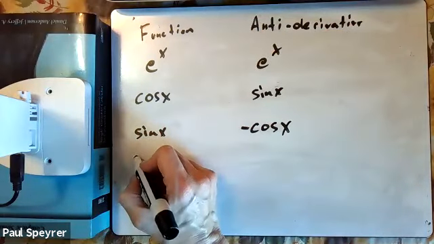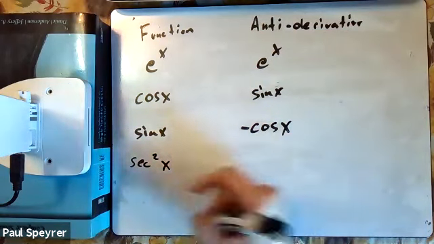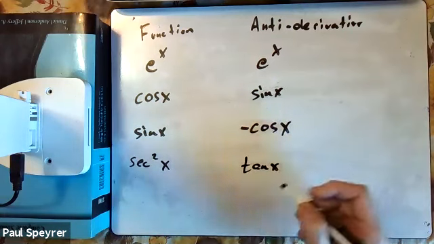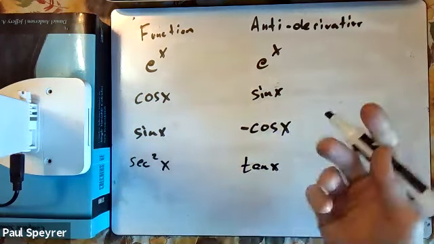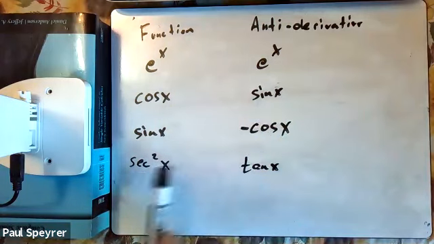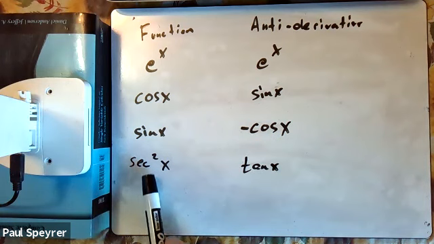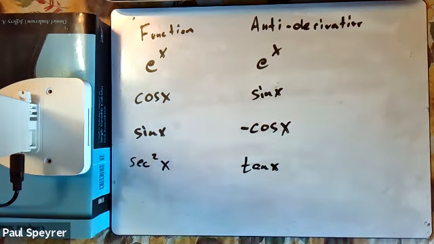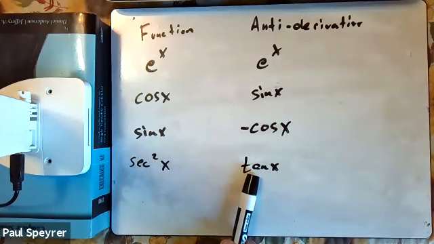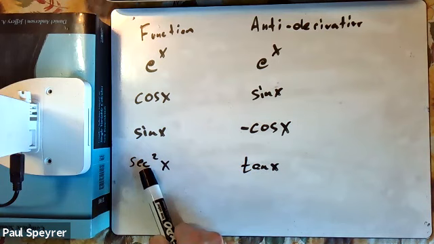What if you have secant squared of x? If that's your original function, the antiderivative is tangent of x. For the trig functions, what's kind of nice is you can ask yourself, what can I take the derivative of that's going to bounce me back to here? So if you have secant squared x and you're trying to find the antiderivative, you can think, what's a function that I can take the derivative of that's going to get me back to here? Oh, it's tangent. Because what's the derivative of tangent? Secant squared, just like that.